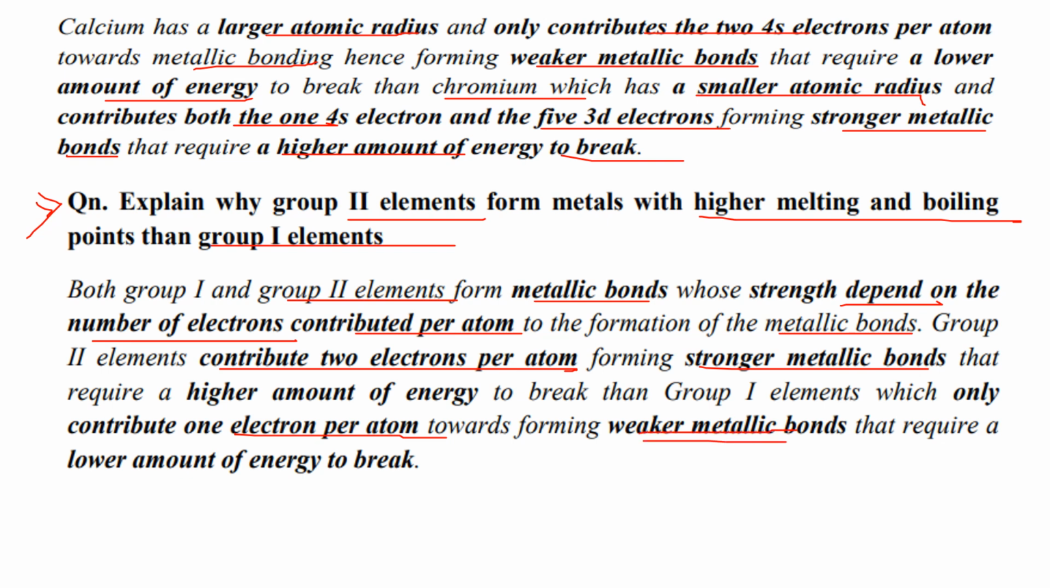So since group 2 elements form stronger metallic bonds, they are going to require a higher amount of energy for their bonds to be broken as compared to group 1 elements, which only contribute 1 electron per atom and form weaker metallic bonds, which require a slightly lower amount of energy to be broken.